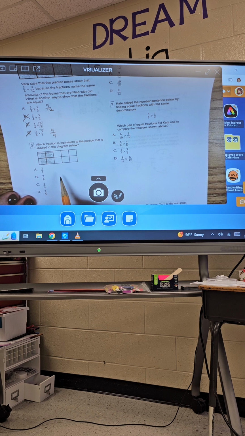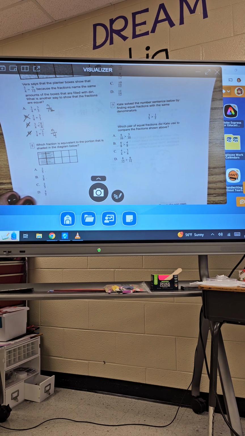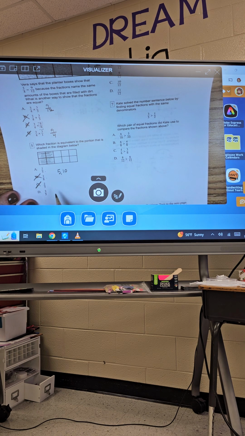Okay, so I look at all of my denominators here that I can multiply and get 10 by. Okay, 5 and 10 are multiples of 10. 8 is not a multiple of 10, and 3 is not a multiple of 10. So I have 2 choices. So I have to see if 2/5 or 3/5 is equivalent to 4/10.